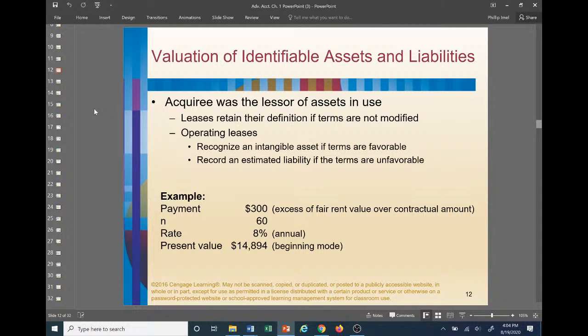So what do we mean by favorable or unfavorable terms? Say for this example that we're having to pay in excess of fair rent value over the contractual amount of $300, for a period of 60 months, because it's for 5 years, at an assumed rate of 8%. Then the present value would be $14,894. Let's not get too much into this example. I know it's kind of vague, but let's just get the theory now. We'll worry about the examples later. For operating leases, if the terms are favorable, then we do record an intangible asset. If the terms are unfavorable, then we have an estimated liability, which makes sense.